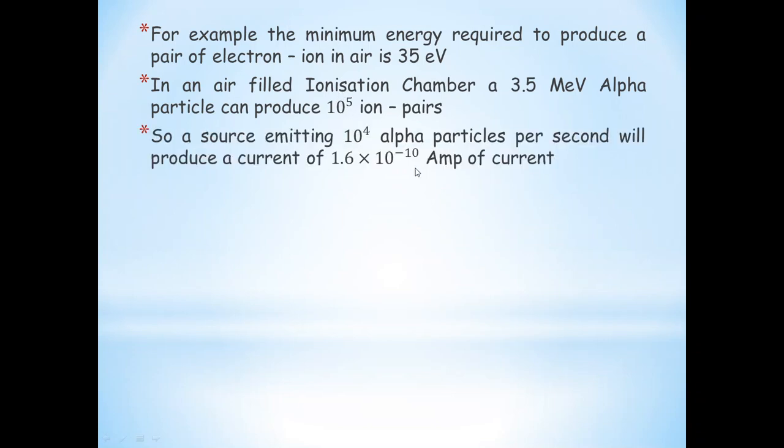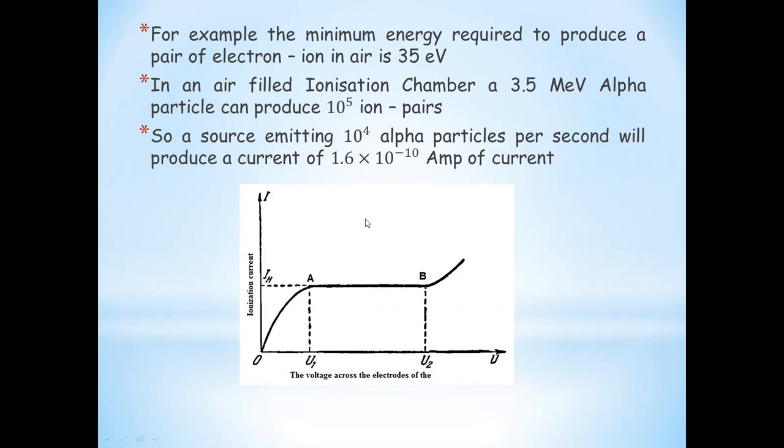So a source emitting 10 to the power 4 alpha particles per second will produce a current of around 1.6 into 10 to the power minus 10 amperes. So per second, if the alpha particle source is emitting 10 to the power 4 alpha particles, the current produced will be only 1.6 into 10 to the power minus 10 ampere. So this is a very small amount of current. So this is the characteristic of an ionization chamber, voltage and the ionization current.